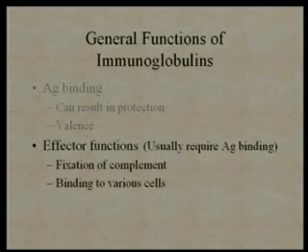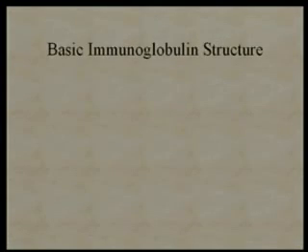All right, so that's what antibodies do. They bind antigen, and then they may or may not carry out one or more of these effector functions. And when we talk about the individual kinds of antibodies, we'll talk about what effector functions they can actually mediate. All right. So that's what they do. Now let's talk about their structure.